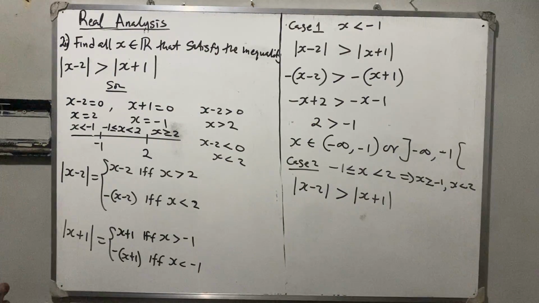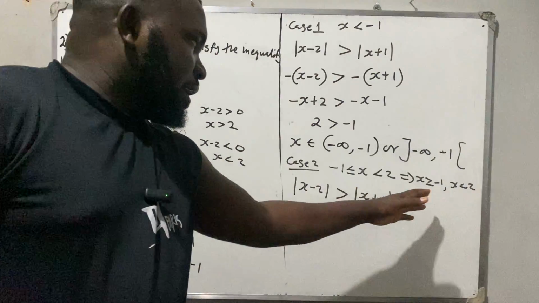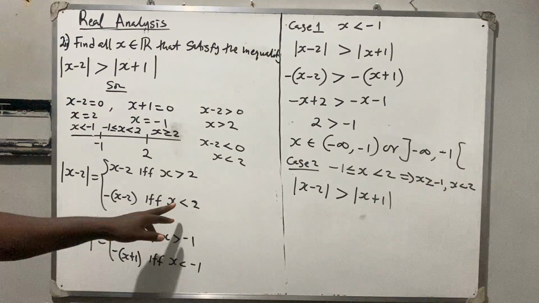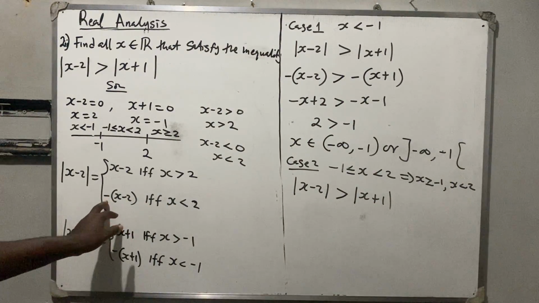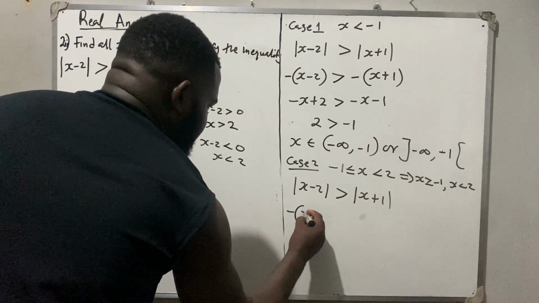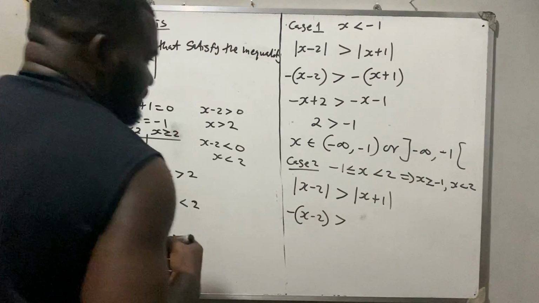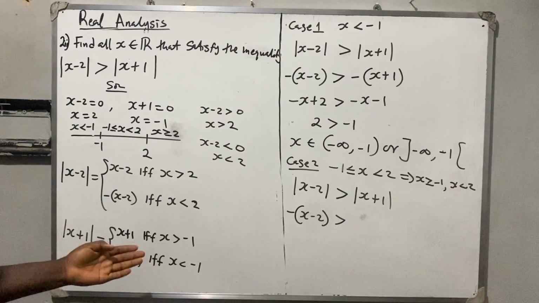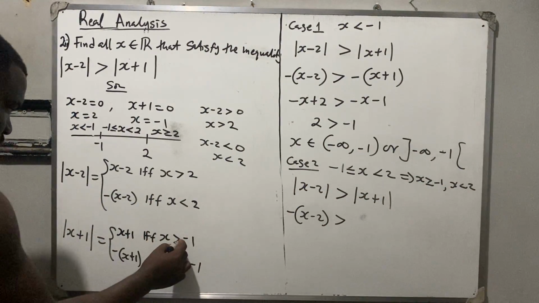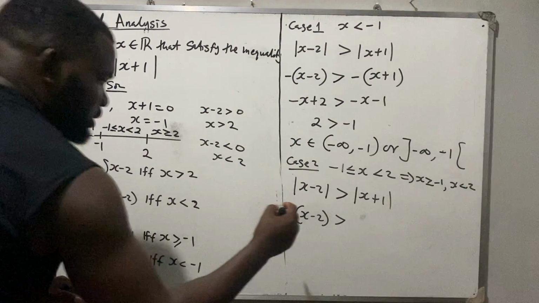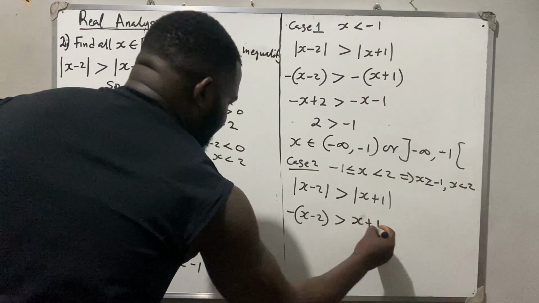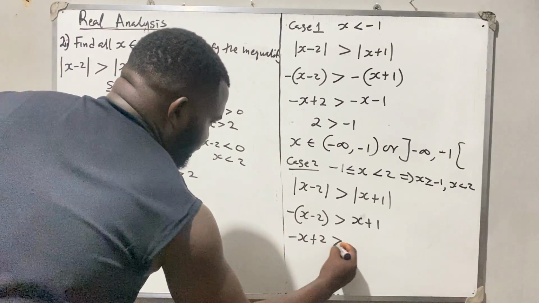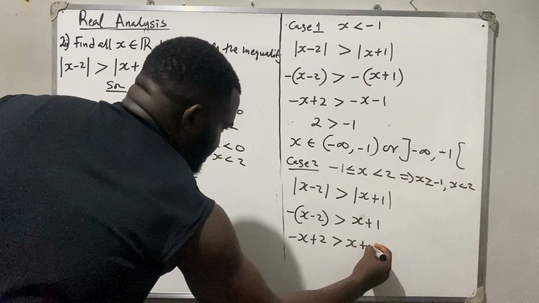Now, having this one, what do we have? We say that x is less than 2. And if x is less than 2, then it's going to be negative of itself. So we have negative of itself is greater than, if x is greater than or equal to minus 1, it's going to be positive of itself, which is what? x plus 1. So if you have this, we are going to have that minus x plus 2 is greater than what? x plus 1.